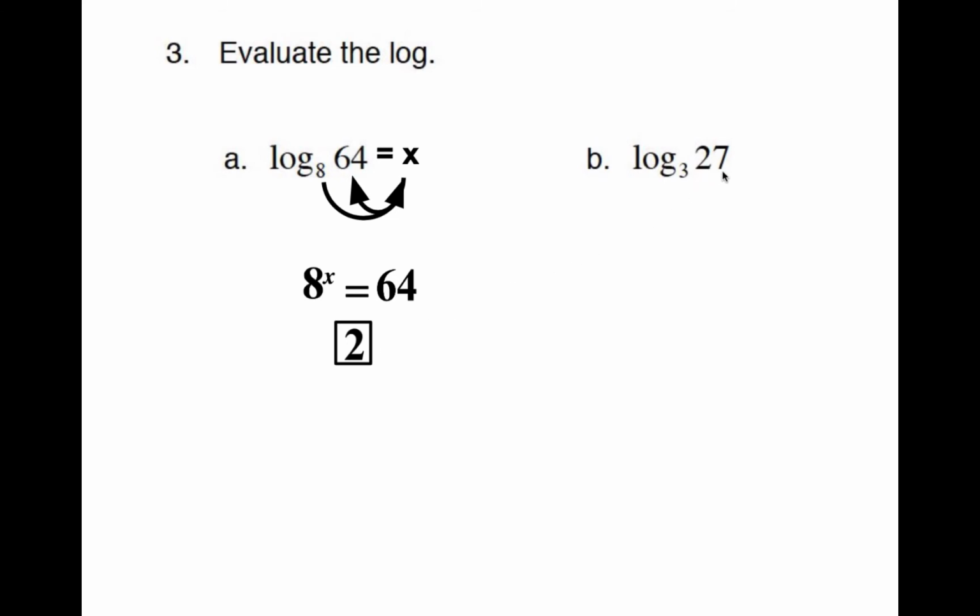For part B, put it equal to x and then do the hook. 3 to the x power equals, hook back over, 27. What number makes this true? 3 to what power is 27? The answer is 3.